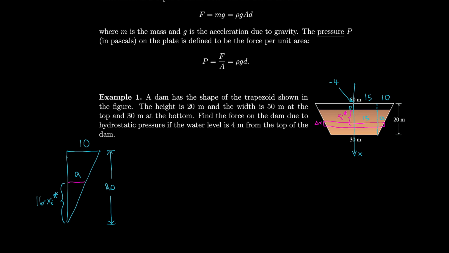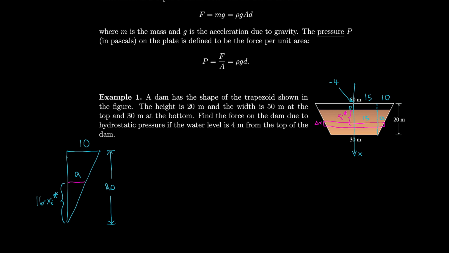Okay, so then if I took 16 minus xi star over here, I added to xi star, and I added 4, then I would get all the way to 20. You can imagine that the water level is like cut off somewhere over here.